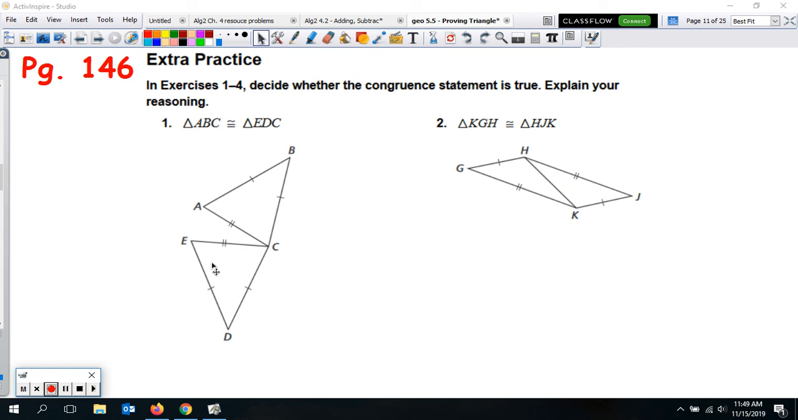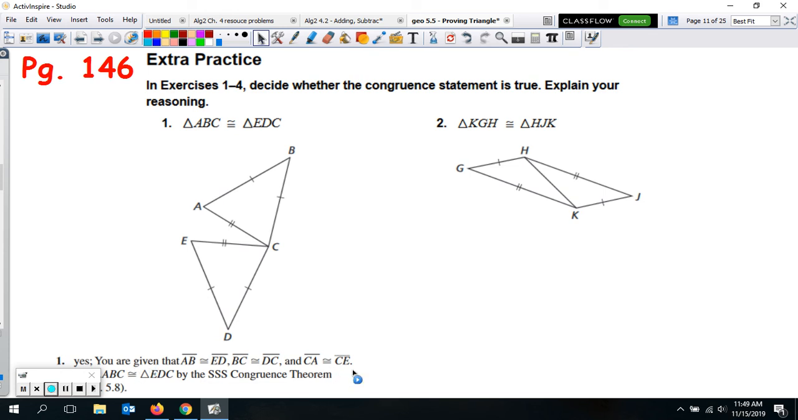So that would work. Actually, this has a possibility of doing it 2 ways, because you could have said C, D, E, and that would have also been a 1, 1, and 2 fashion as well. So yes, that one works out. So we can say yes on that one. You're given that these are all congruent sides, and so that's kind of what the reasoning would be, that AB is congruent to ED, BC is congruent to DC, and CA is congruent to CE, and those are all the corresponding sides of our congruent statement.